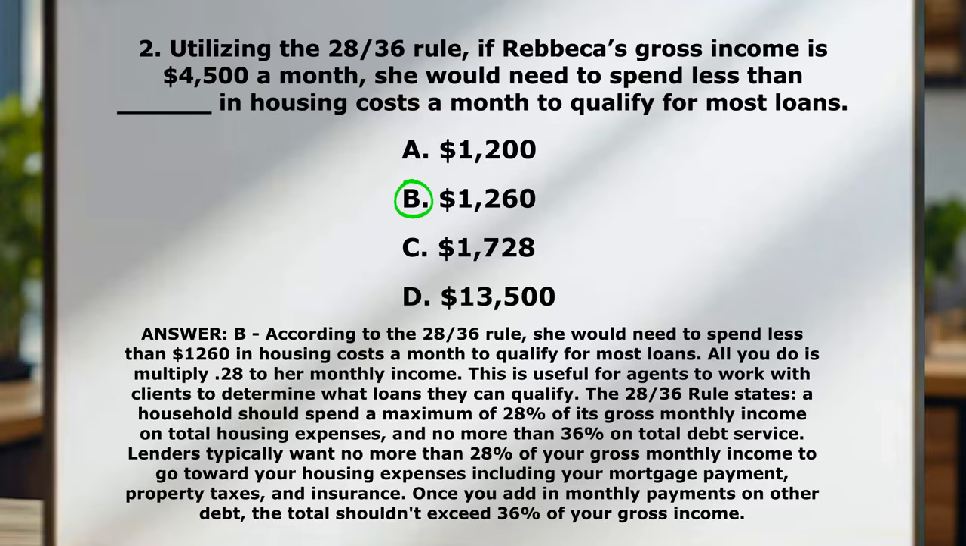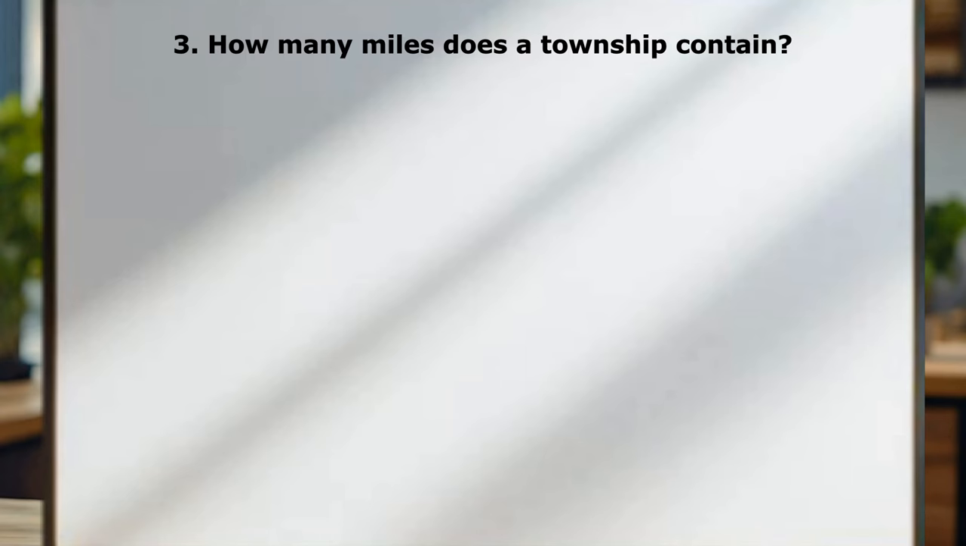Now, to calculate this, all you need is to multiply 0.28 to her monthly income. This is useful for agents to work with clients to determine what loans they can qualify. The 28/36 rule states a household should spend a maximum of 28% of its gross monthly income on total housing expenses and no more than 36% on the total debt service. Now, keep in mind, you are not a licensed loan officer, so this is just a ballpark estimate. When it comes to actually talking about these monthly numbers and monthly payments, let the licensed loan officers handle this conversation. Question number 3. How many miles does a township contain?